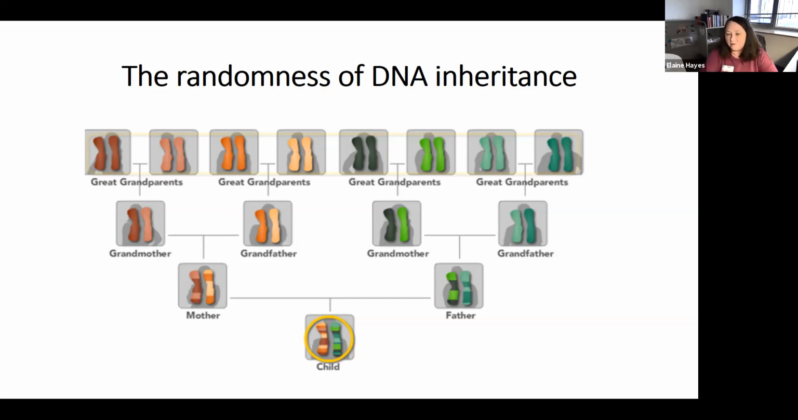The individual chromosomes are mixed up a little bit. And this is just showing a couple of chromosomes and how it gets mixed up. So you might get more from one great-grandparent than you do from another one.